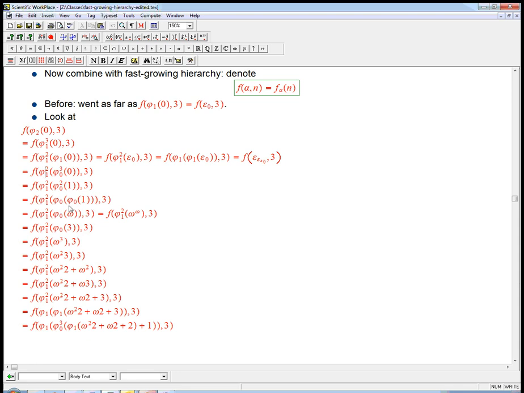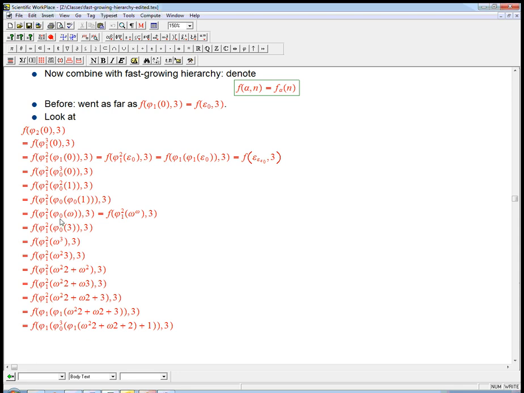Phi1 squared of phi naught of 1. Just make it more explicit. Phi naught of 1 is omega. And so phi naught of omega is omega to the omega. So we could just write this as phi1 squared of omega to the omega. Okay, so we're making some progress here. But let me just stay with the phi stuff as much as possible. So let's see what we got. We got phi1 of something, and we're trying to find a fundamental sequence. So we pass that inside. And then another phi1 of, that's the 2 layers of phi1.